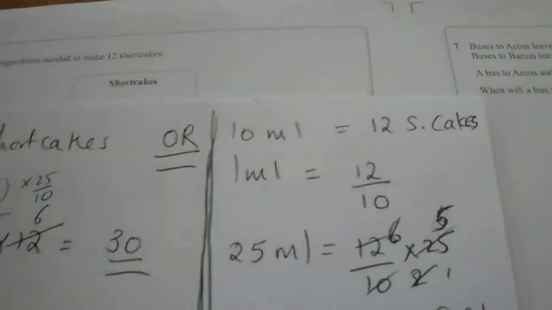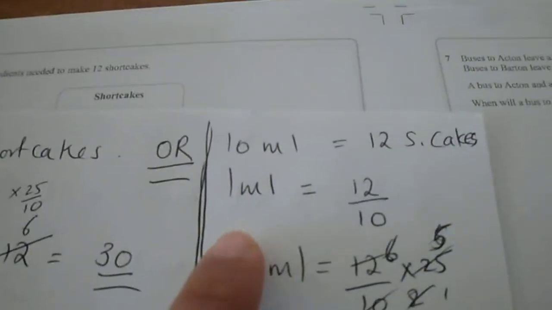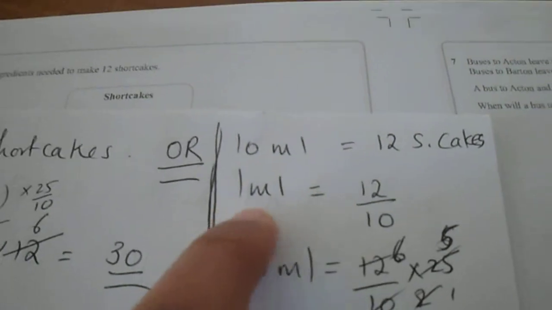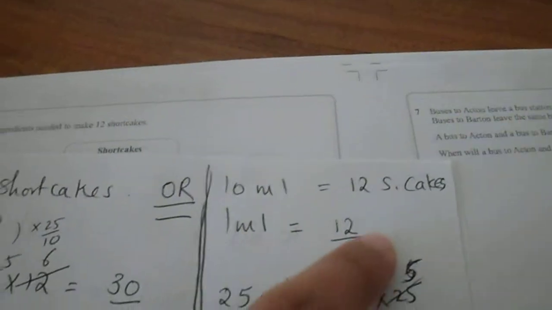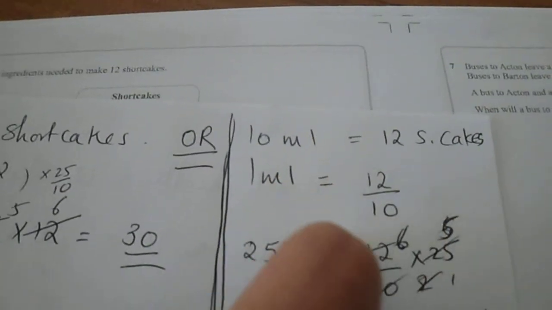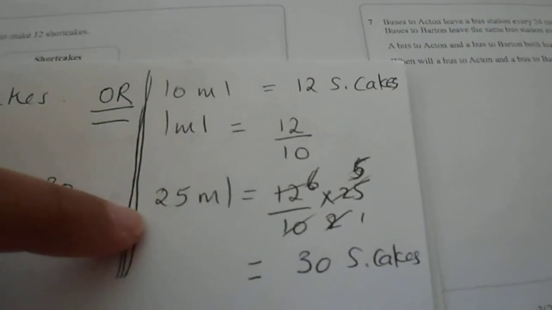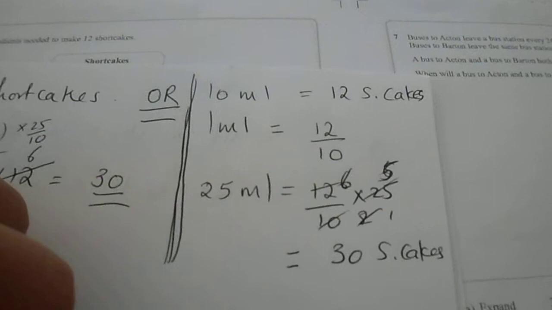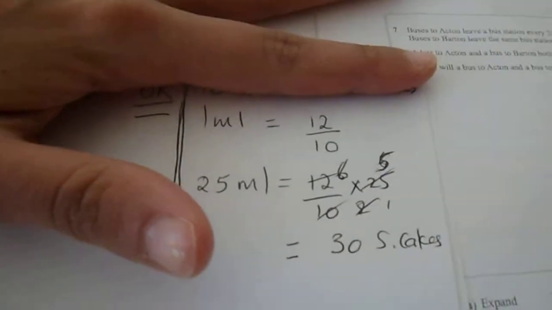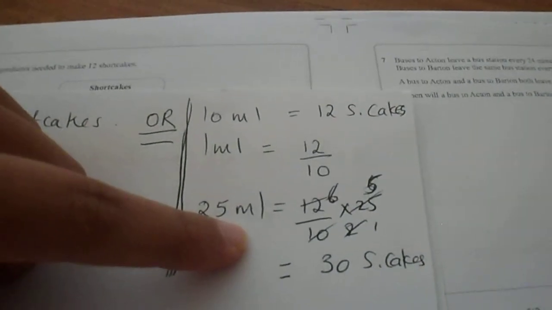The next method is the direct proportion method. So for 10 milliliters of milk, you can make 12 shortcakes. Always find the value for 1 milliliter. So for 1 milliliter, it's 12 divided by 10 shortcakes. Once you've identified the answer for 1 milliliter, you can now work out 25 milliliters of milk. So for 25 milliliters of milk, you will get 12 out of 10 multiplied by 25, and that gives us 30 shortcakes. So the moment that you find the value for 1, you can of course easily find the value for 25 milliliters of milk.